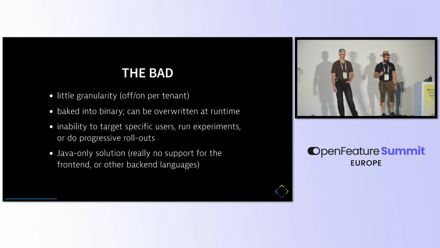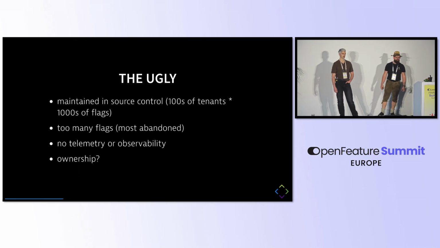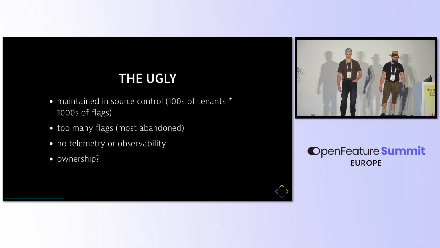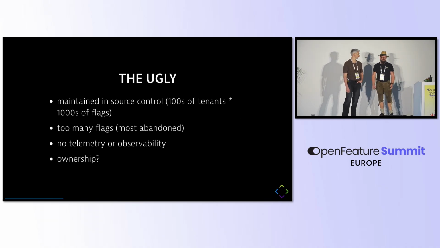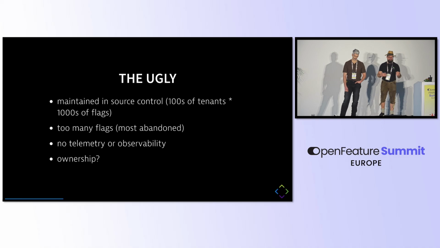Although we already have a lot of other languages in our stack. The ugly part is, well, it was maintained in source in Git, so we had the control there, but with hundreds of clients and thousands of flags, this got really complex and hard to maintain. It were just too many, a lot of them abandoned. We had no observability, no telemetry information, and the ownership was always questionable because a lot of team changes happened.